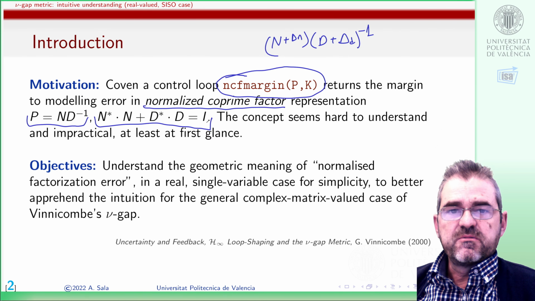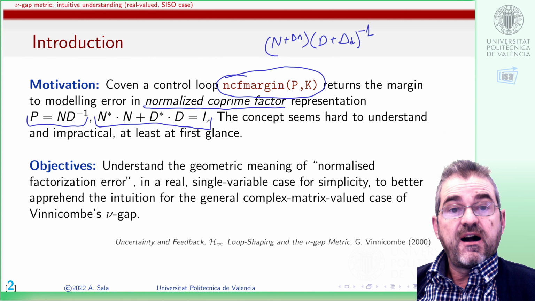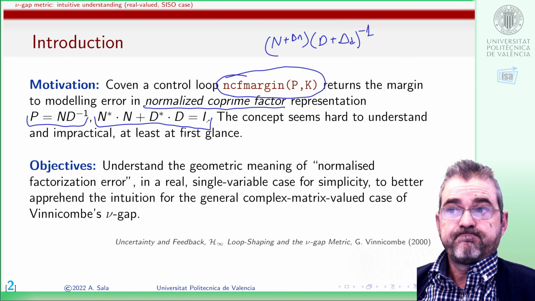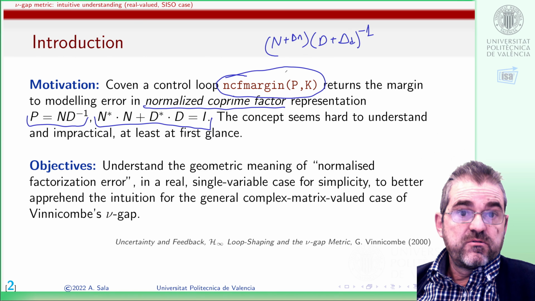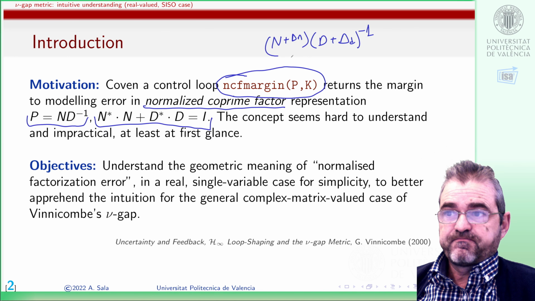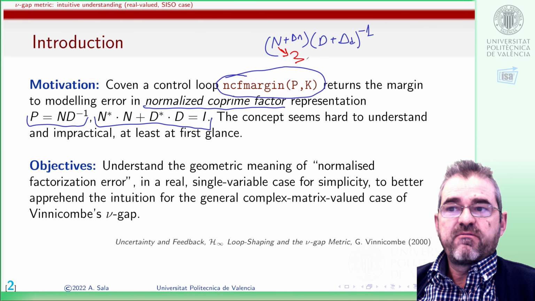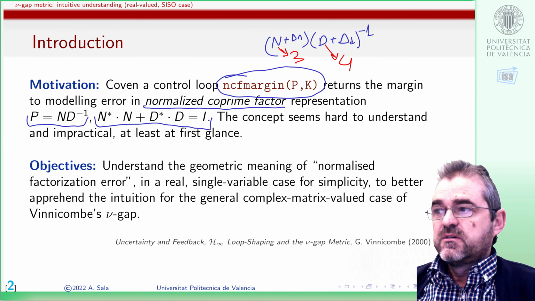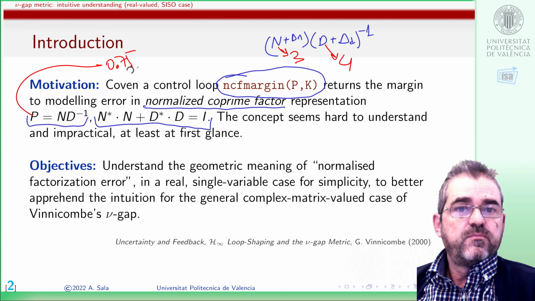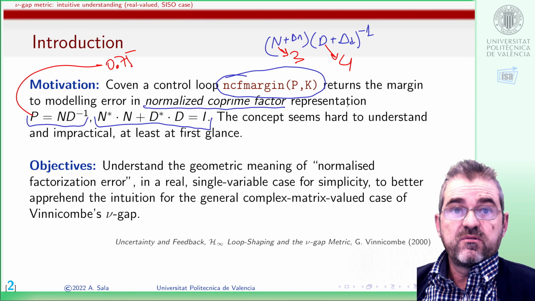If we are thinking in transfer function matrices, the concept seems very abstract and impractical, hard to understand at first glance. So in order to better grasp the idea of what this is all about, we will just assume, for instance, that the numerator is 3, the denominator is 4, so P is 0.75, so we'll try to understand the meaning with this simple example.